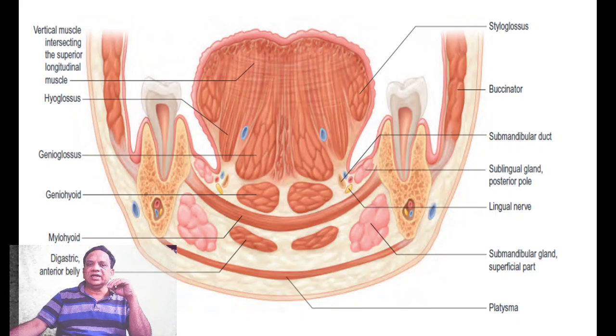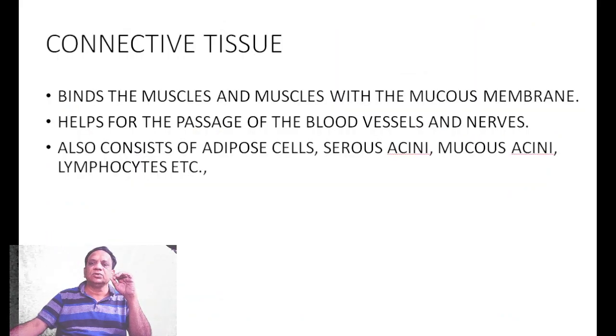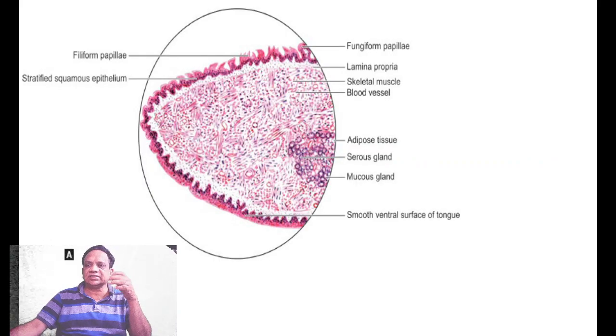So if we see, all these muscles are bound together by means of connective tissue, and that also helps in the passage of blood vessels, nerves, lymphatics, etc. This also consists of adipose cells, fat cells, serous acini and mucous acini. If you see a section under a microscope, you can see the adipose tissue, serous acinus, mucous acinus, and you can see the muscle fibers in different directions.